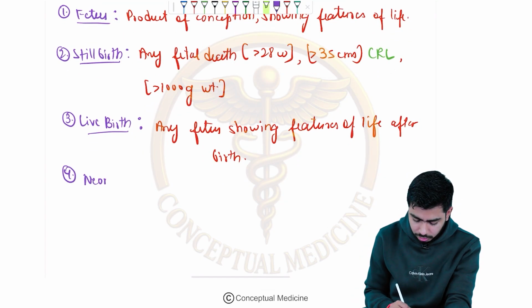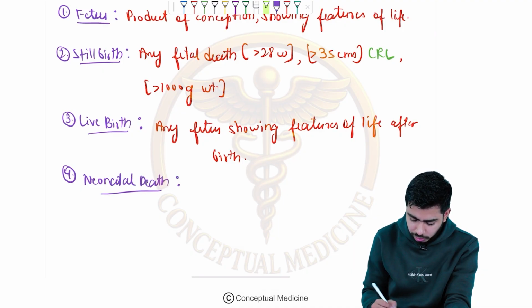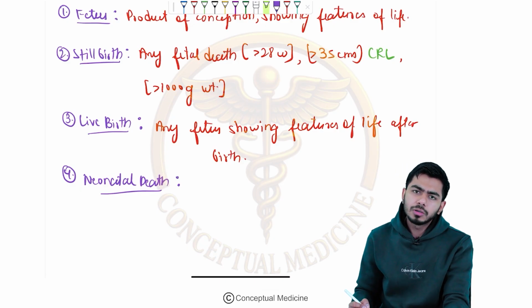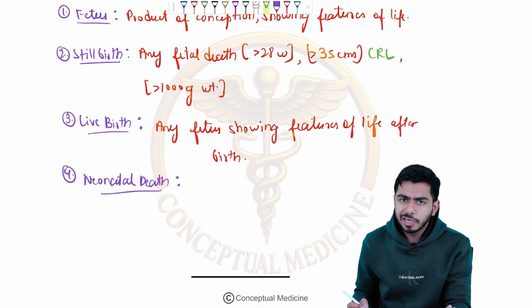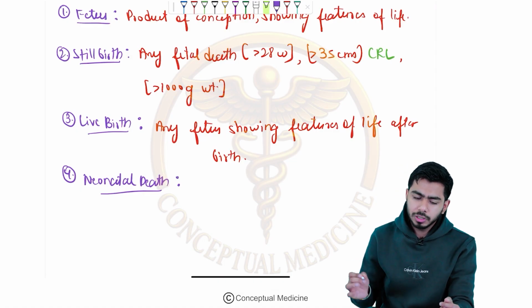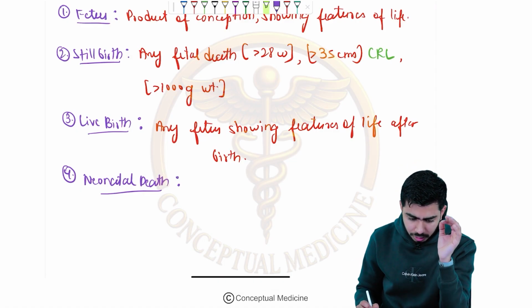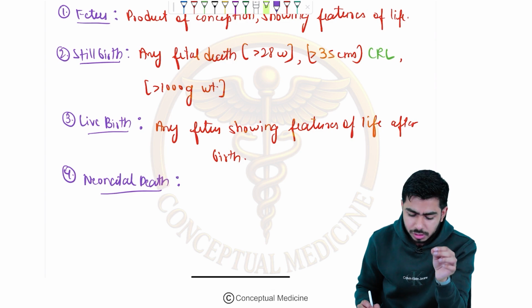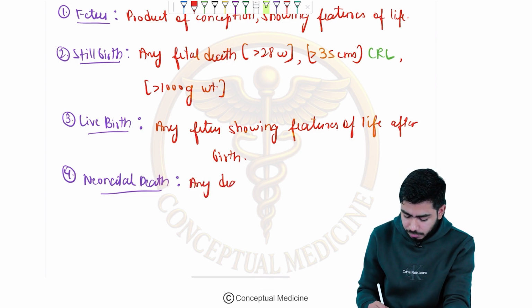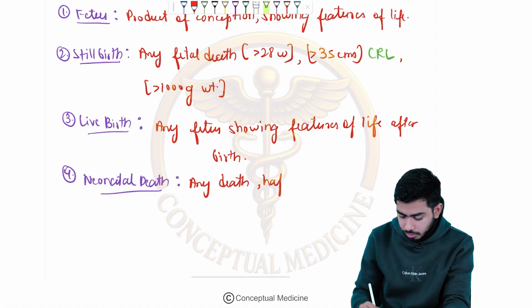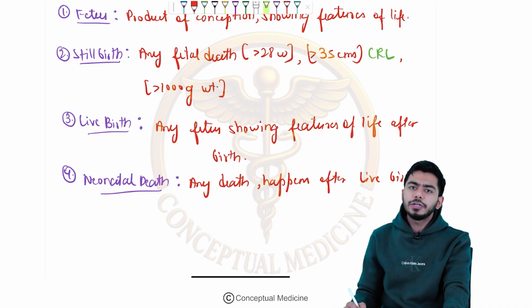Next which we shall talk about is neonatal death. What is neonatal death? Neonatal period, I told you that 0 to 28 days is called the neonatal period. Early neonatal period was 0 to 7 days of life, and the late neonatal period was from 7 days of life to 28 days of life. And neonatal death is any death which happens after live birth, so that will be considered as the neonatal death.